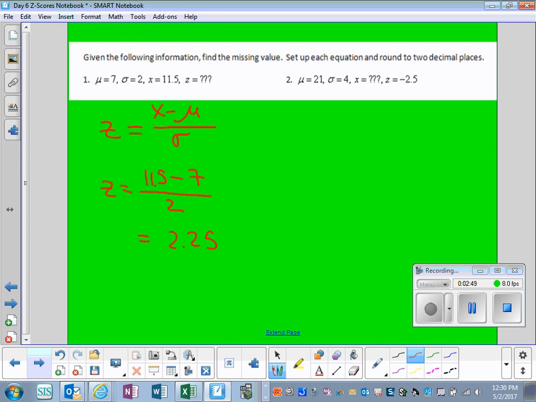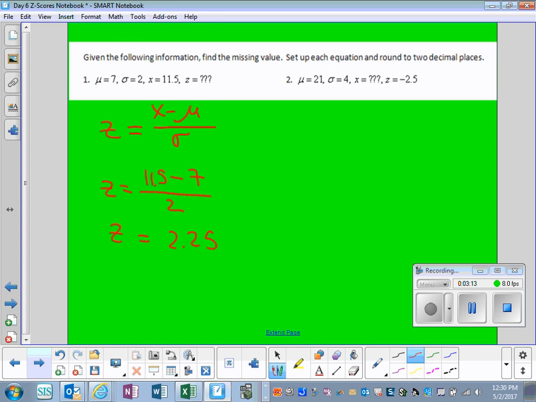This is the z-score. It means that if we have a distribution with the mean 7 and standard deviation 2, the point 11.5 is over 2 standard deviations away from the mean. So it will be very far from the mean, more than 2 standard deviations away.